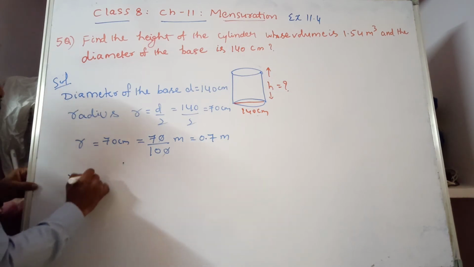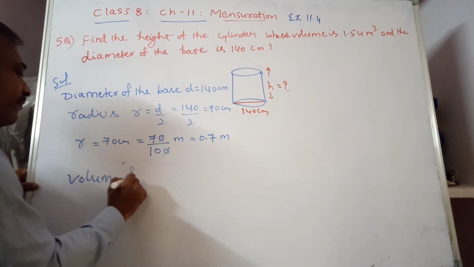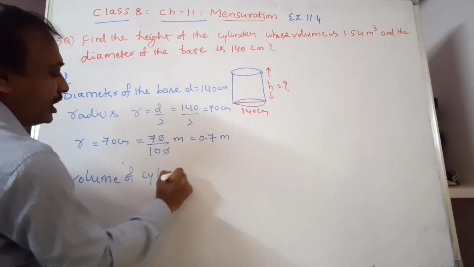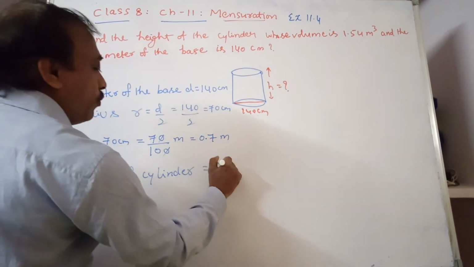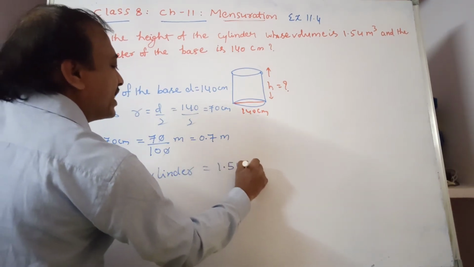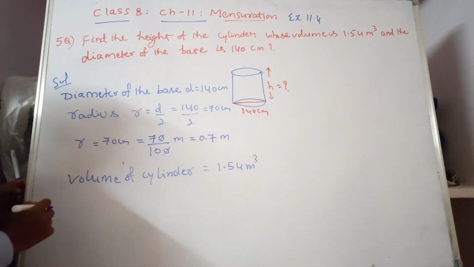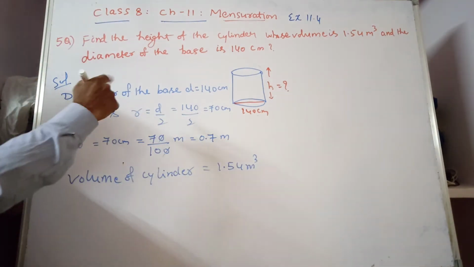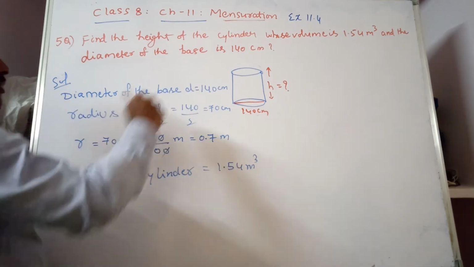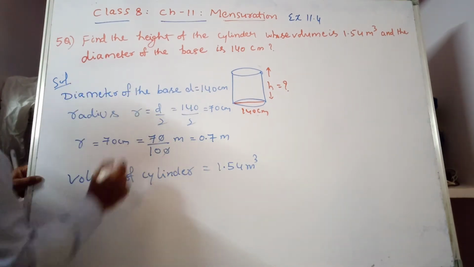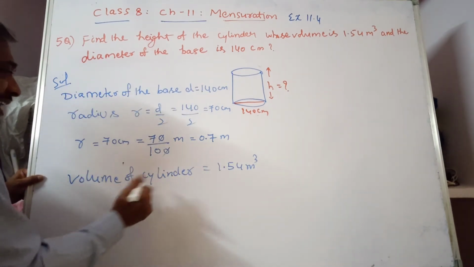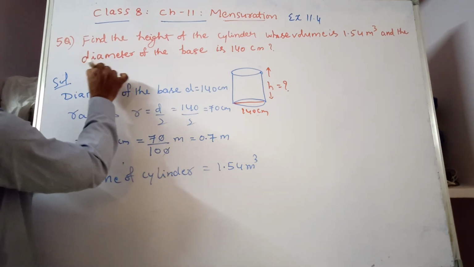Next, volume of cylinder. He has given that volume is 1.54 meter cube. We have to find out its height. So height is the question mark. What we have to find out is the height.